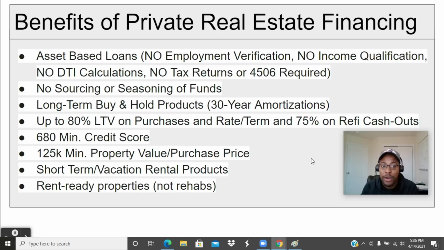Some lenders don't care about the seasoning of funds or the sourcing of it. So that's another advantage. And then most of them are going to be a minimum 680. But remember, 680 isn't going to get you the lowest rate, nor is it going to give you the highest LTV. You want the highest LTV as possible. With a 680, some lenders are probably going to only give you a max of maybe 75 or 70% LTV, meaning you're going to have to put down a larger down payment.